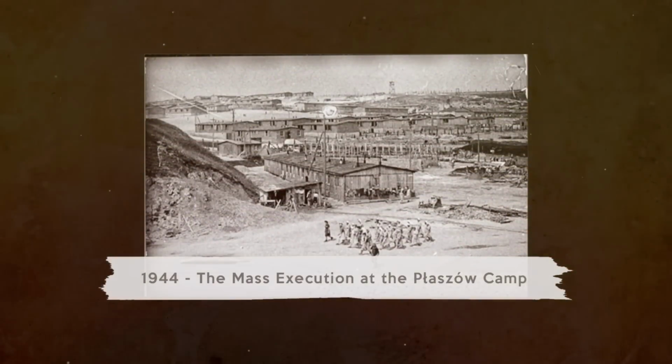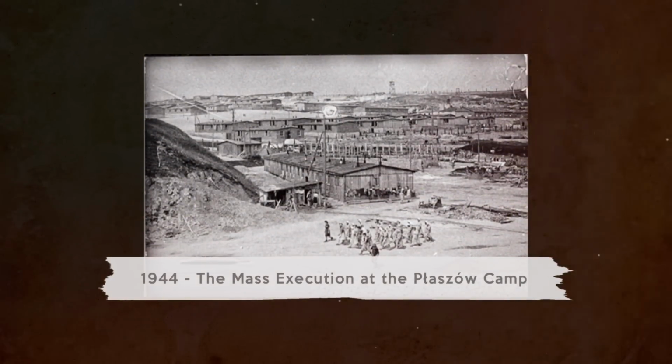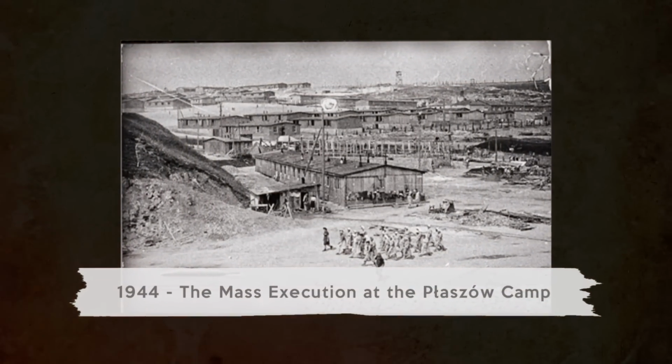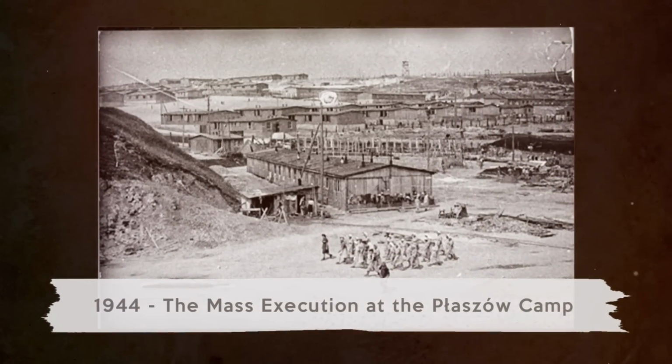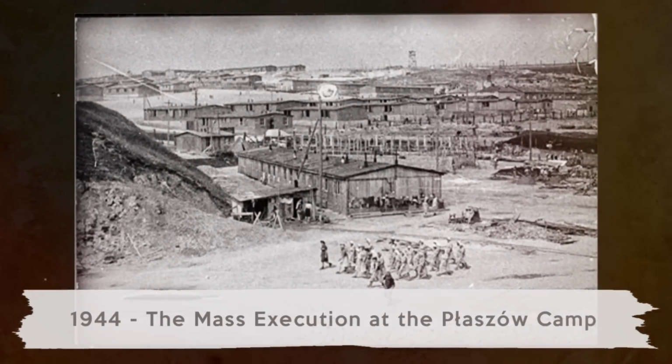1944, the mass execution at the Płaszów camp. In 1944, Nazi forces executed thousands of Jews and Roma at the Płaszów labor camp in Poland.